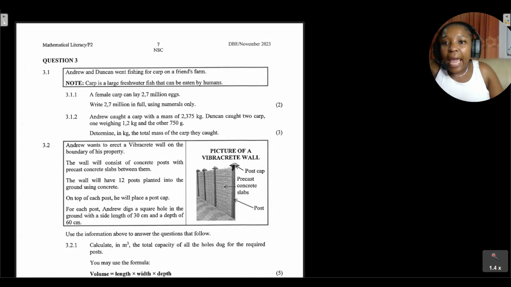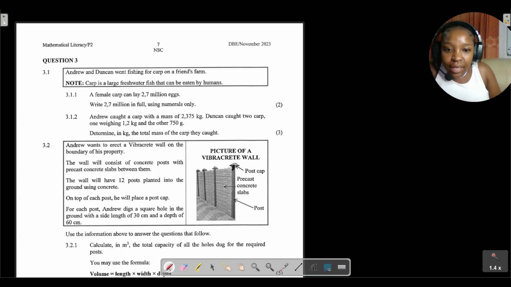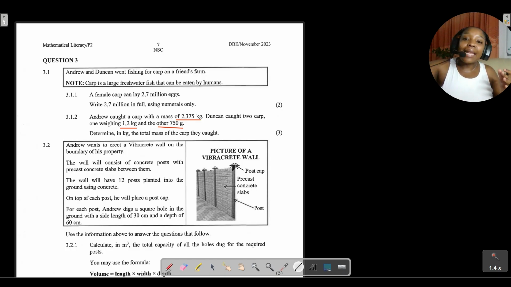Question 3.1.2. Andrew caught a carp with a mass of 2.375 kg. Duncan caught 2 carp, one weighing 1.2 kg and the other 750 grams. Determine in kg the total mass of the carp they caught. So here, we basically need to do a bit of conversion. We need to first convert the 750 grams into kilograms. Then we want to add up all these masses together to determine the total mass of the carp that they caught.